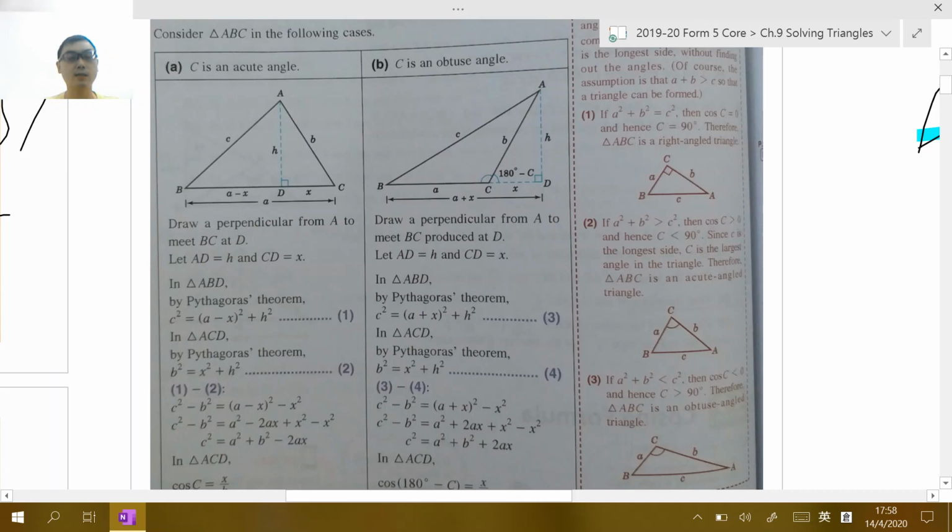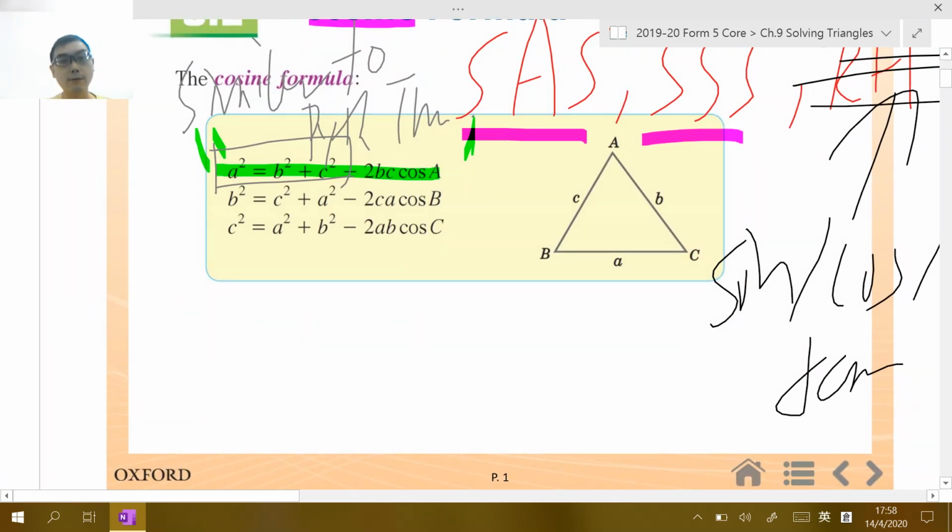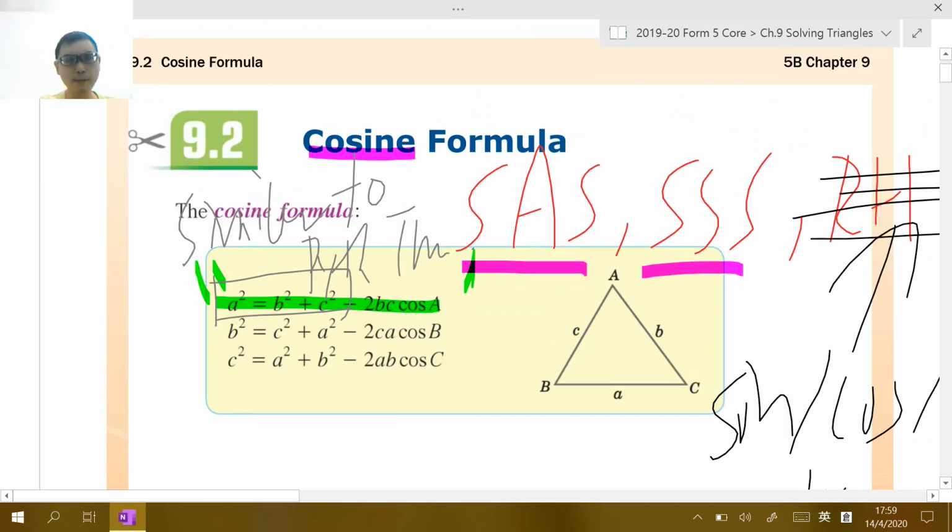So this one I just leave for you to read by yourself. But the cosine formula is a very important formula, because once you have put all the things here, you don't need to consider what you have, just read the answer directly. And do remember that for using the cosine formula we have two forms.